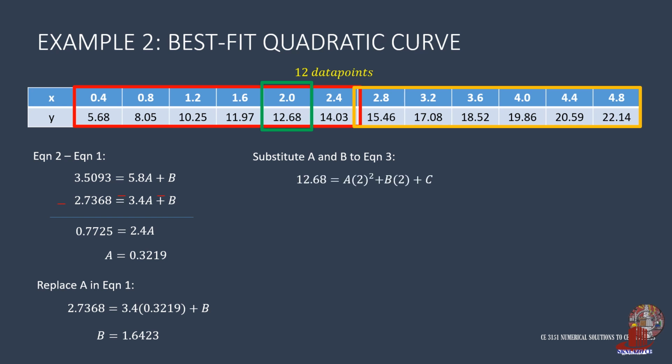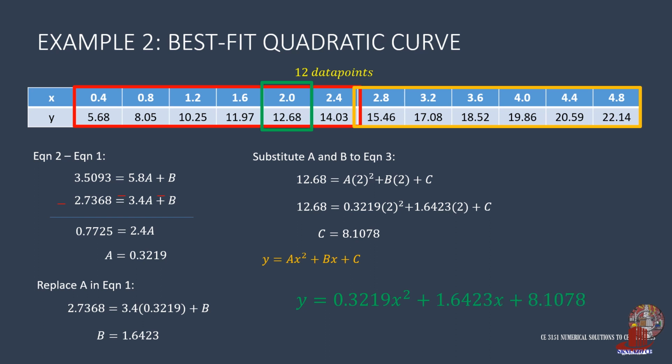That is 12.68 as equal to A times 2 squared plus B times 2 plus C. Again, A is 0.3219 and B is 1.6423 plugged into the equation, so C solved as 8.1078. Having all three variables identified, we place them in the quadratic equation and get y as 0.3219x squared plus 1.6423x plus 8.1078.